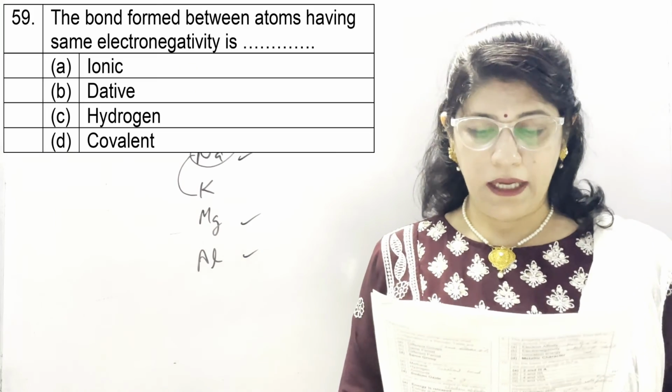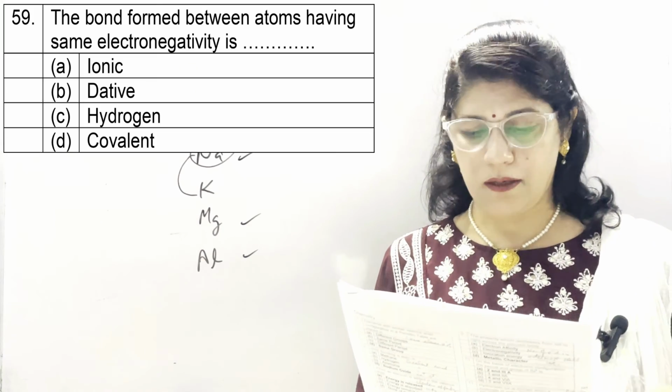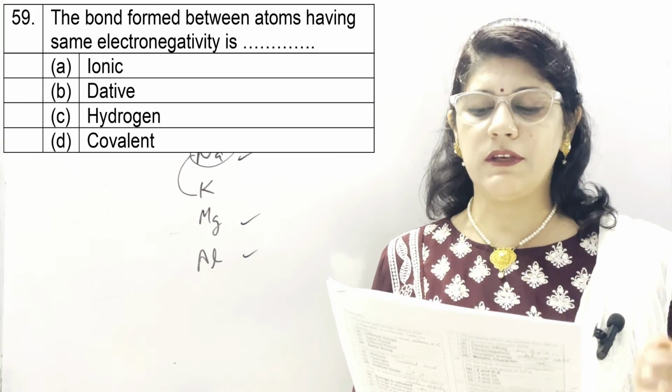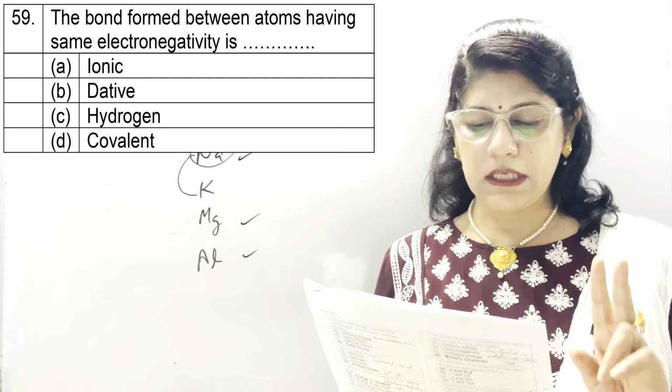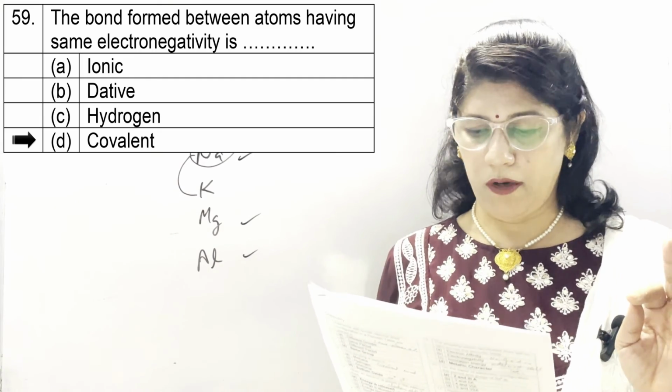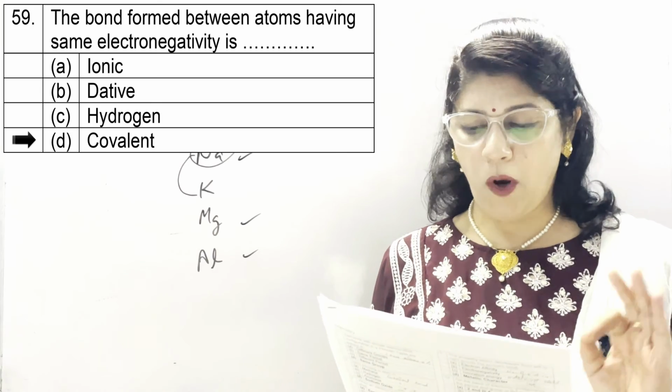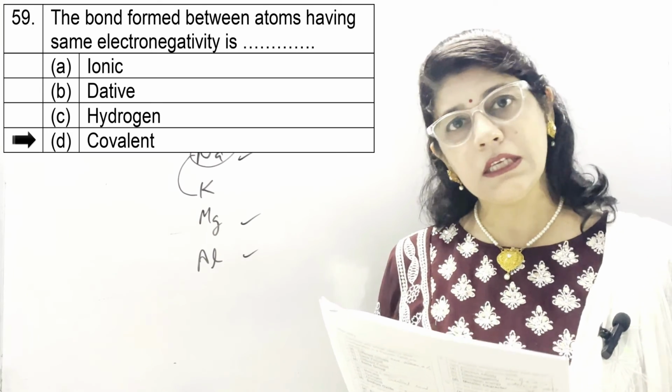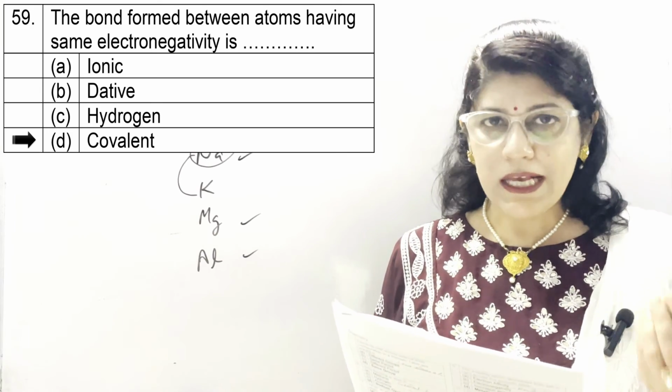Question number 59. The bond formed between atoms having same electronegativity is ionic, dative, hydrogen or covalent. So correct answer is covalent bond, because covalent bond is formed between non-metals with either same electronegativity or less difference in the electronegativity.